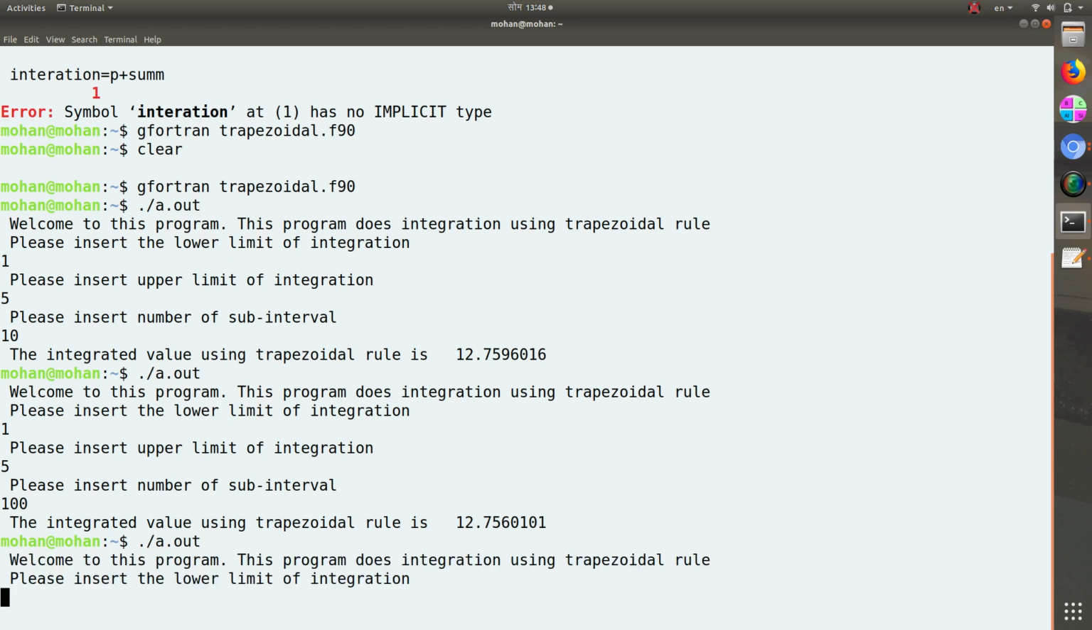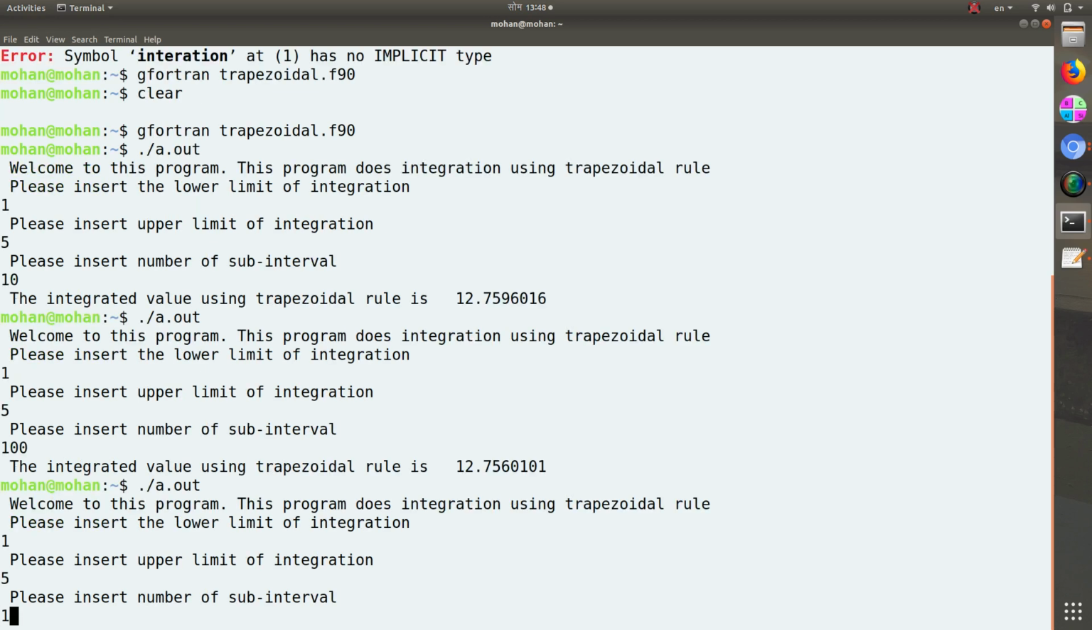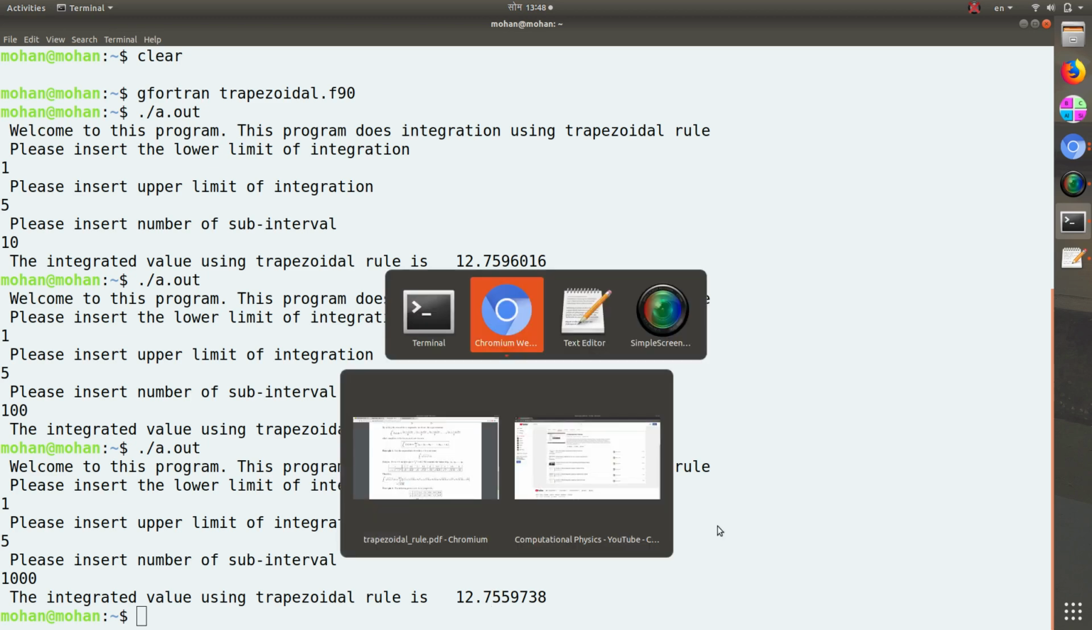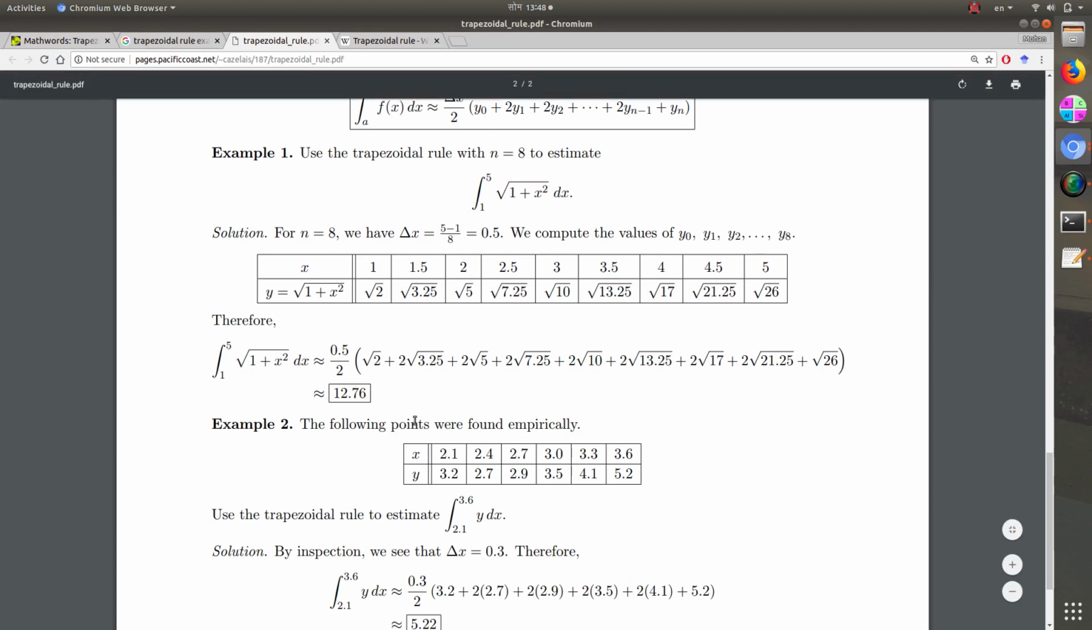Again let us check another value. Lower limit is 1, upper limit is 5, and sub intervals, let me write 1000. Then you can simply see the answer is 12.7559, see here 60 again. This is right only up to the second decimal place. Let us check what the answer is. Okay, so the answer is 12.76. I'm sorry to say that this question has given the answer only up to the second decimal place.